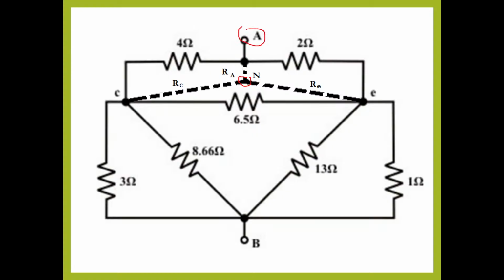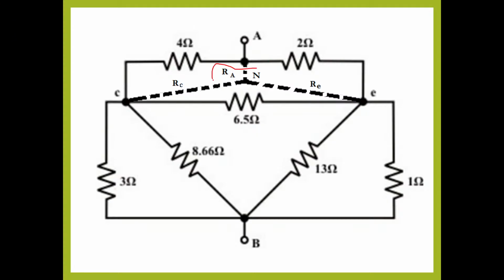Here terminal A is there, so RA. Here terminal C is there, so RC. Here terminal E is there, therefore RE. I have written R1, RA, RC and RE. So if you remember the formula, you can easily solve it.